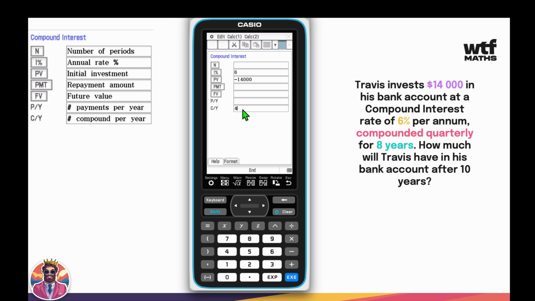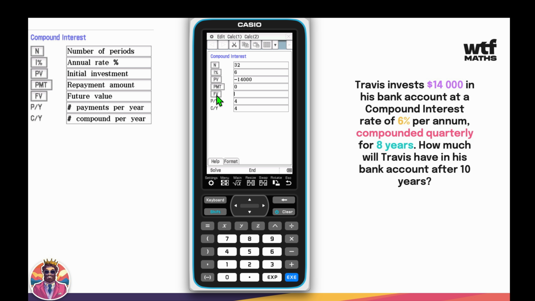Now remember, just to make things nice and simple, we're going to make our payments per year the exact same thing. And he's going to do this for 8 years. Now we need to come up to the top. Well, how many quarters are in 8 years? If you're struggling, well, there's 8 years times 4 quarters. And you can just press EXE. It'll tell you what it is, 32. Now, the payment, this spot here, we're not making any repayments, okay? We're keeping things nice and simple for today.